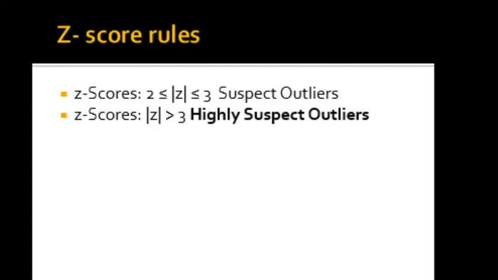Here is the rule that we can use. If the absolute value of the z-score is between 2 and 3, so it could be on either side, negative or positive, then it's a suspected outlier. But if the absolute value of the z-score is greater than 3, then we can highly suspect that it is an outlier.